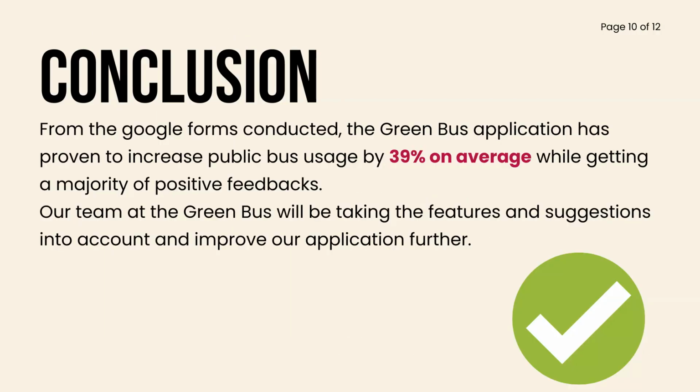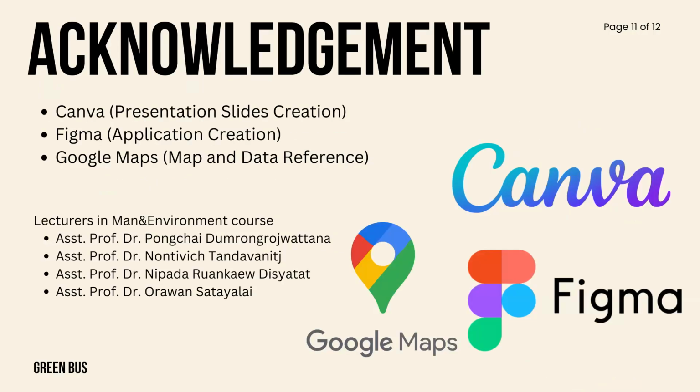And to conclude, from the Google Forms that we have conducted, we conclude that this project is a big success, as our main goal is to increase the use of public buses, which in this case has increased by about 39% on average, and we received a lot of positive feedback. We will be taking these features and suggestions and improving our application further.